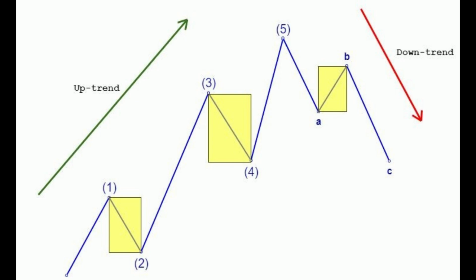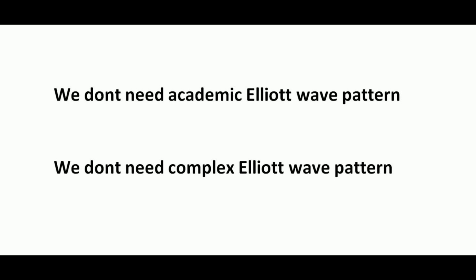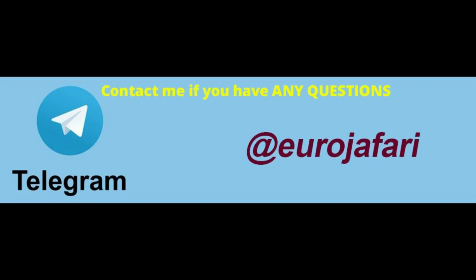We just need 2 types of correction, zigzag and flat. Just this. We don't need complex Elliott Wave for trading. Okay. This is our Elliott Wave guideline for trading.